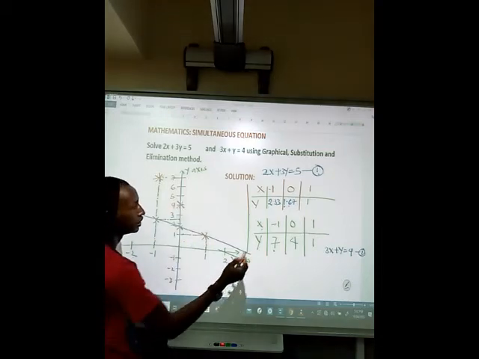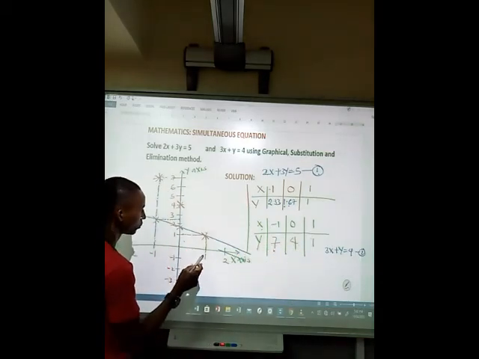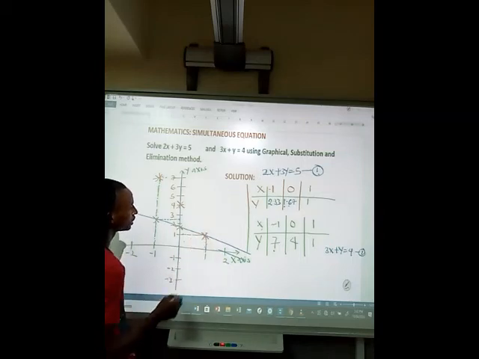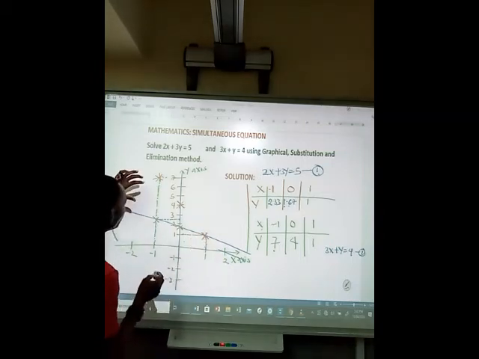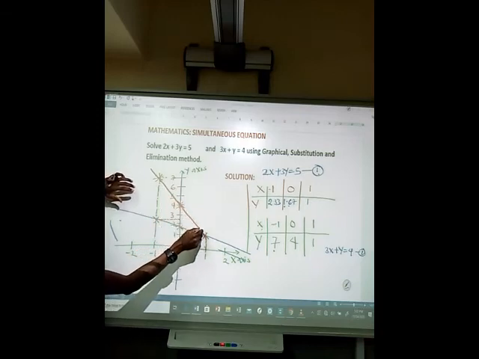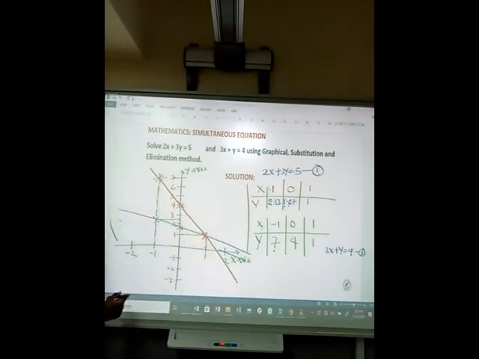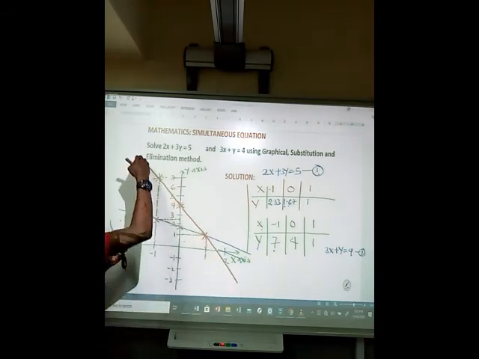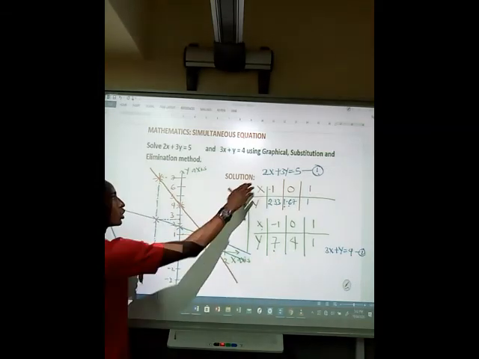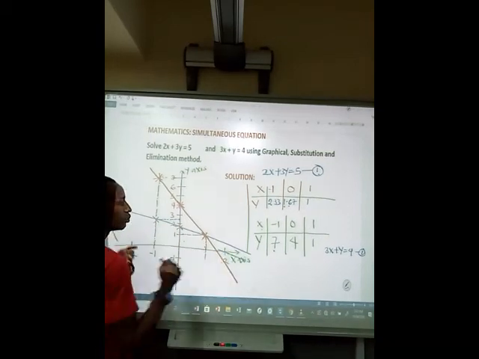You move on again. When x is 1, your y is 1. So when x is 1, your y is 1, still on this same point. So you asterisk this. All you need to do again is to get your ruler to join these three dotted points together. Good. Now, I have been able to draw the line for this equation. I have also been able to draw the line for that equation as well.